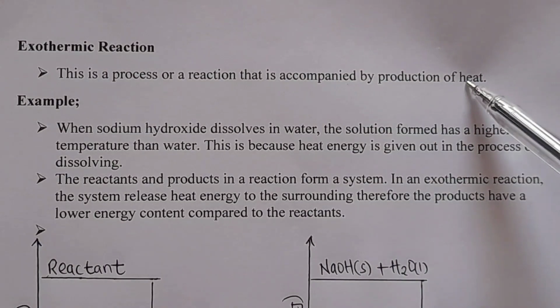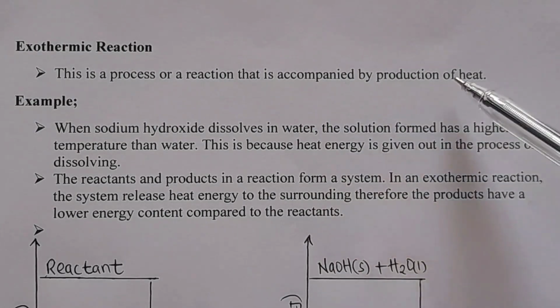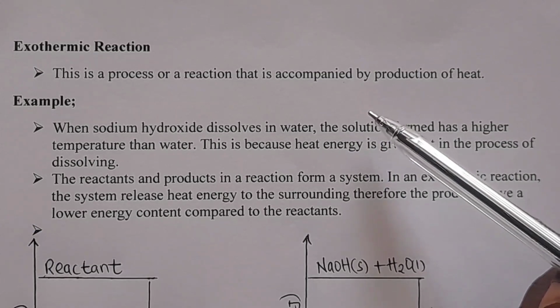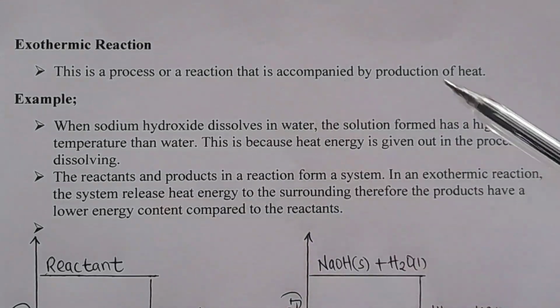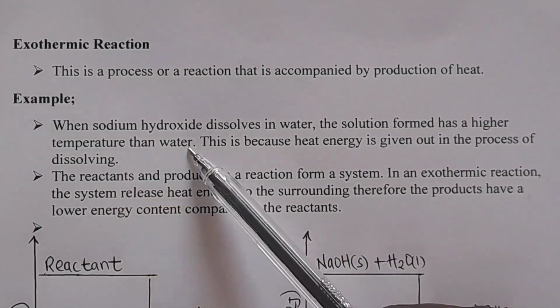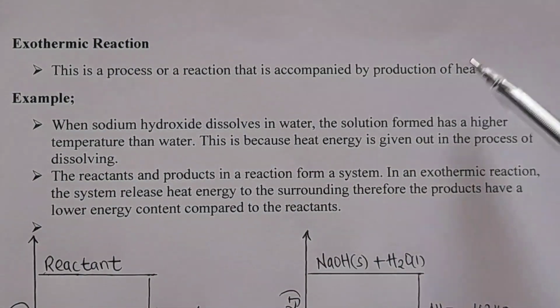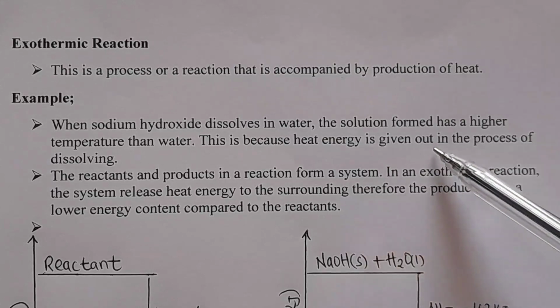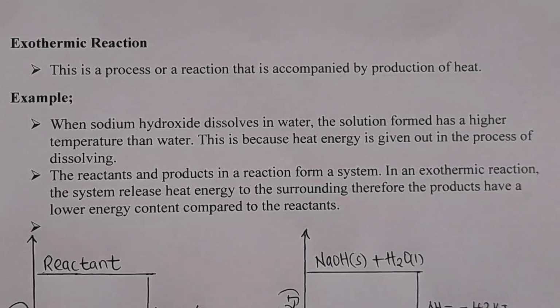Remember, when we were dealing with endothermic reaction, we said it is a process or a reaction that's accompanied by the absorption of heat. So exothermic reaction will be accompanied by the production of heat. Remember, as an example of endothermic reaction, we took ammonium nitrate dissolving in water. Here, when sodium hydroxide dissolves in water, the solution formed has a higher temperature than the water. So we can say exothermic reaction is a reaction that's accompanied by the production of heat and results in an increase in temperature. The reason is that heat energy is given out in the process of dissolving.